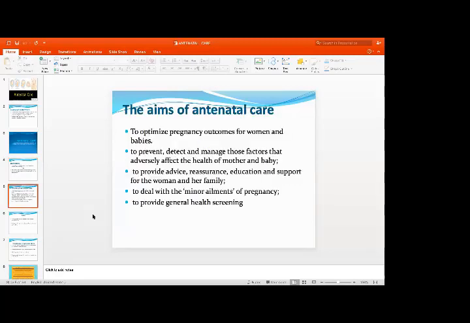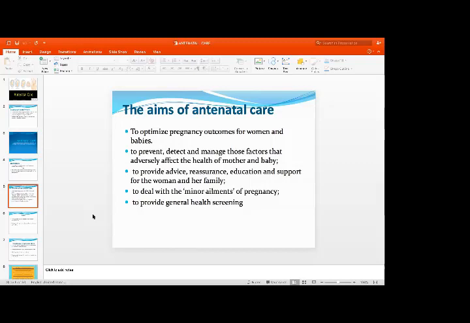Now, what are the aims? Why are we caring for a woman during pregnancy? The aims are to optimize pregnancy outcomes for women and the babies, so that we have a good outcome of the pregnancy. If we do not give good care during pregnancy, she may have complications. It may affect her health and also the health and life of the baby. So we have to optimize the pregnancy outcomes by giving a standardized antenatal care.